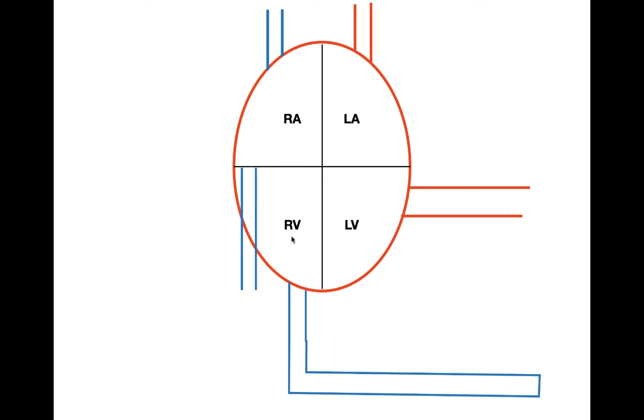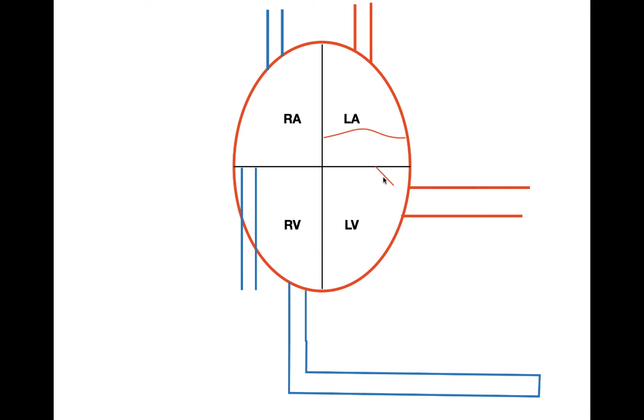So now the blood is in the lungs and it's oxygenated. So what happens is that the oxygenated blood will come back from the lungs and enter into the left atria through the pulmonary vein. Now, as the left atria starts to fill with blood, the pressure inside the left atria will increase. And when the pressure inside the left atria is greater than that of the left ventricle, the valve separating the two will open.